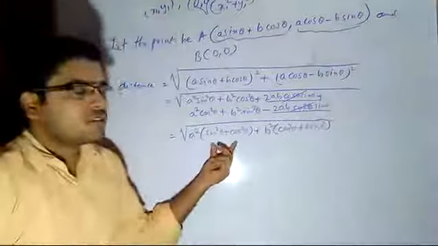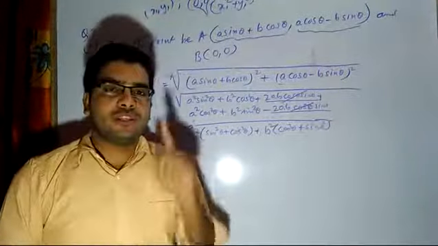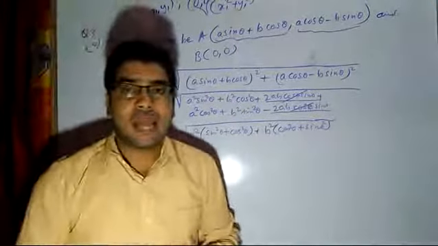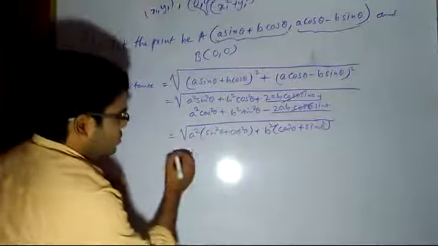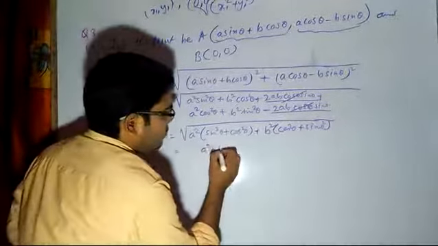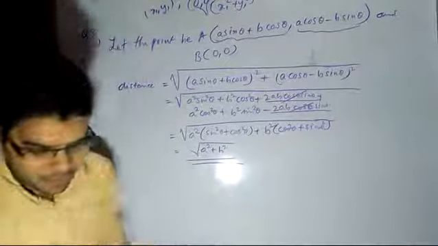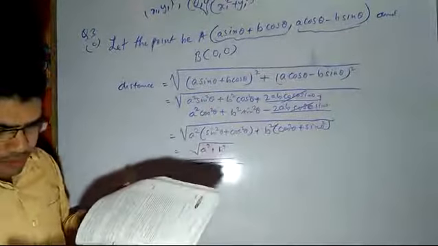Now we know that sin square theta plus cos square theta is 1. Sin square theta plus cos square theta from trigonometry, we know that it is equal to 1. So I can write here a square plus b square. So it will be root under a square plus b square. And I hope this will be your answer only. So that was question 3 subpart C.